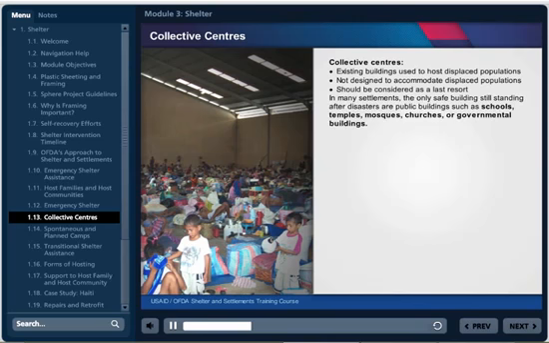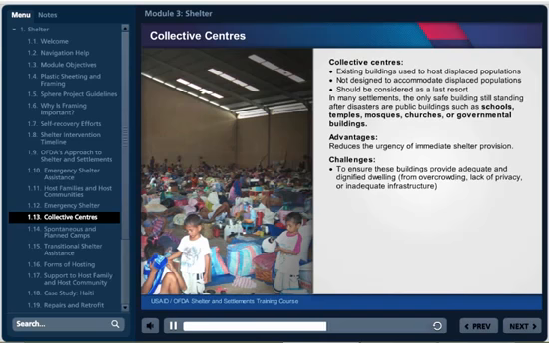In many settlements, the only safe buildings still standing after disasters are public buildings such as schools, temples, mosques, churches, or government buildings. Often these buildings have also doubled as gathering places for the community during non-disaster times. In many communities, it is included as part of their contingency plan. While this reduces the urgency of immediate shelter provision, ensuring that these buildings provide adequate and dignified dwelling is often a challenge, whether from overcrowding, lack of privacy, or inadequate infrastructure.